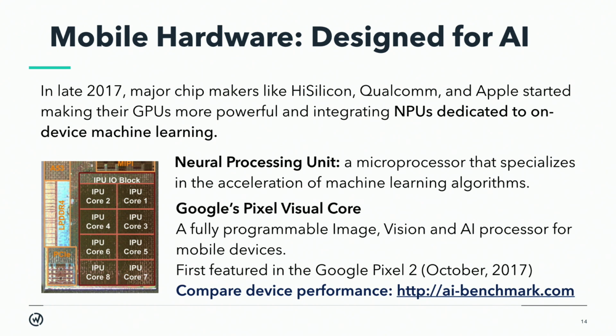And if you're more interested in how different devices perform on different machine learning tasks, I could recommend you to check out the website called ai-benchmark.com. So it has a comparison of many different Android devices, and they evaluate on tasks like object detection, image classification, and others.